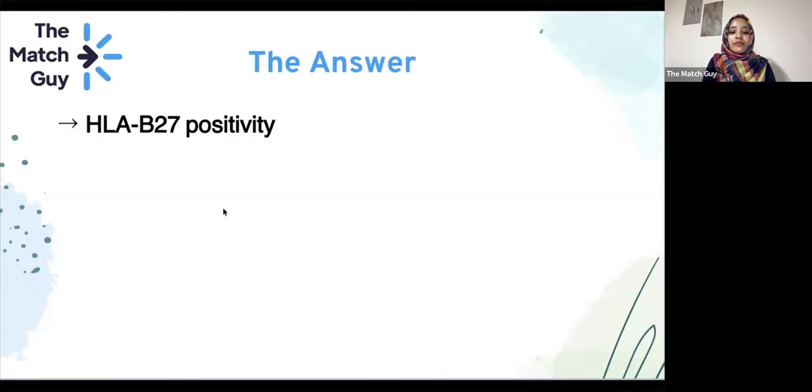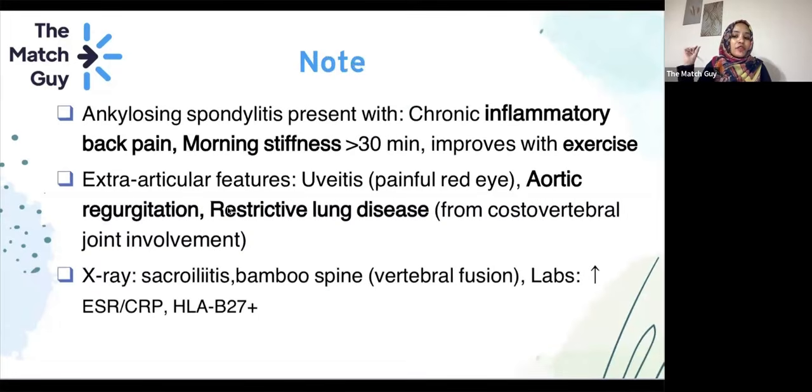What do we give them? First line is NSAIDs, very good. And they respond very well to NSAIDs. If you want to give something else, what do you give? Exercise, yes, very good. What else? You can give infliximab. Yes, very good. So TNF inhibitors, they respond very, very well to it, but they don't respond to methotrexate. They also respond very poorly to steroids as well.